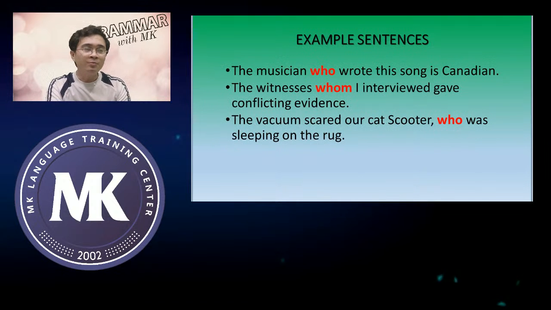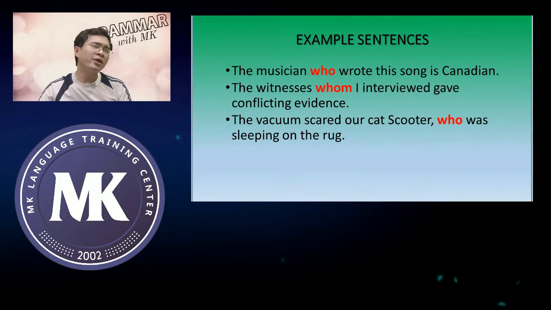We have here more example sentences. So for number one, the musician who wrote this song is Canadian. The highlighted word there is who. As you notice, we can find the who after the subject musician. So if you want to describe more about the musician, we try to use a relative clause. And guys, remember, a relative clause can also act as an adjective. So we call it an adjective clause sometimes.